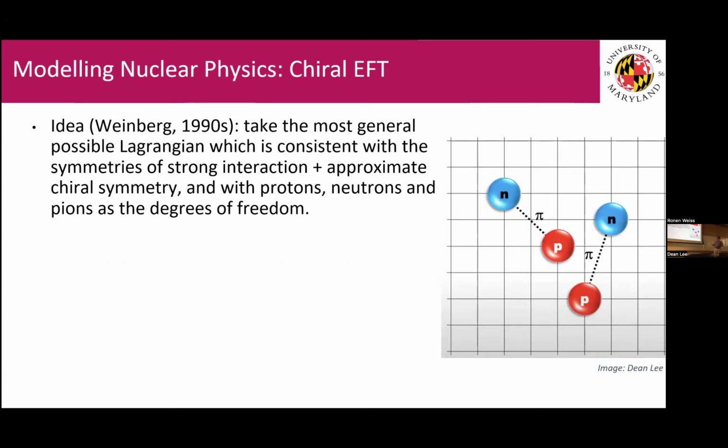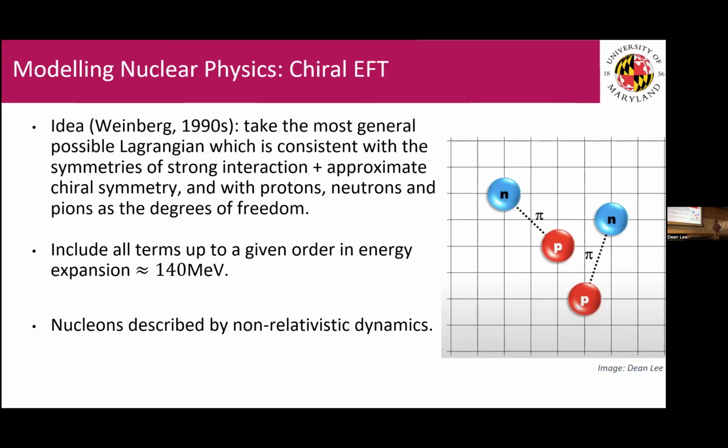So the model that I have in my mind is you have protons and neutrons moving around on a lattice, if you discretize your lattice, and they exchange pions in between. And of course, what you can do is consider terms in this Lagrangian up to a given order, given some momentum or energy scale, typically I think 140 MeV, and you get a nice theory describing your nucleons and their interactions non-relativistically.